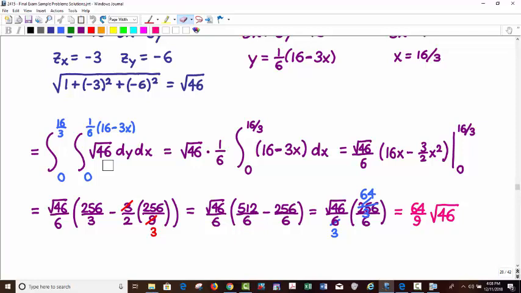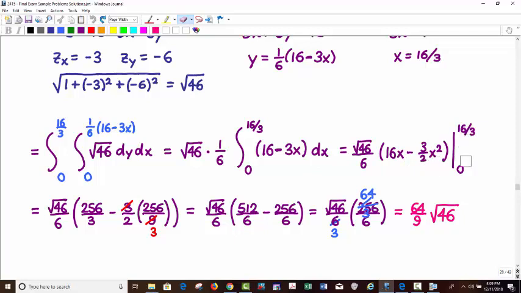So the antiderivative of dy would just be y. So when you drop in the 1/6, 16 minus 3x, I went ahead and in one step put the 1/6 to the outside, which is perfectly fine, along with that square root of 46. Just leave that sitting out there. And then we're just integrating 16 minus 3x with respect to x. So that's going to be 16x minus 3/2 x squared.